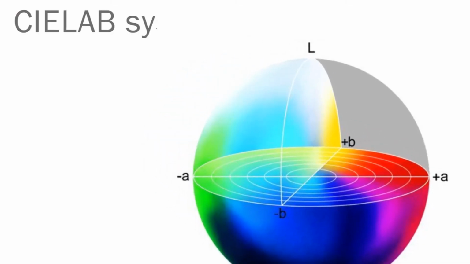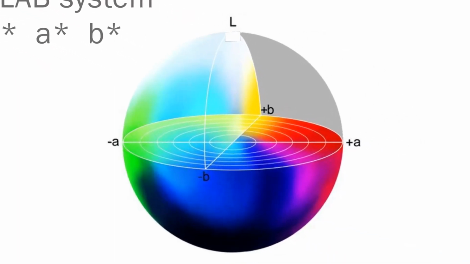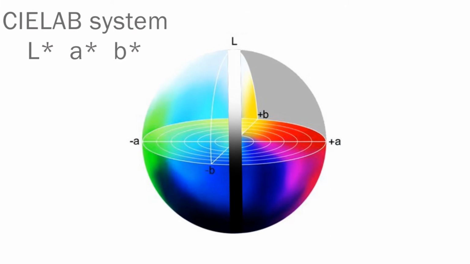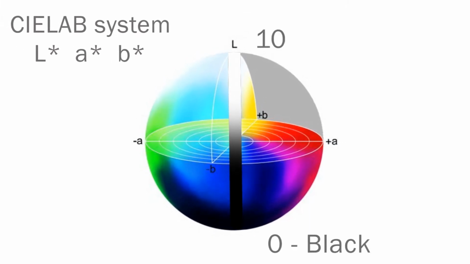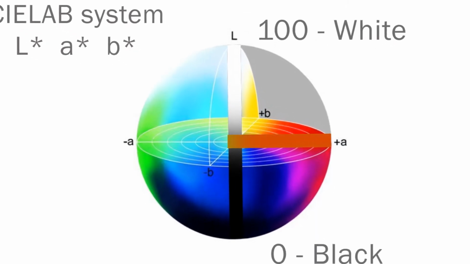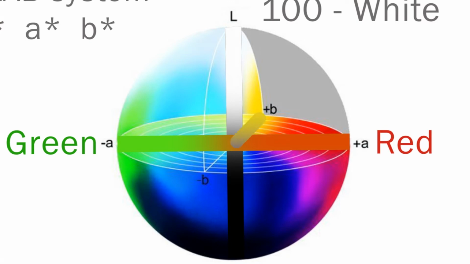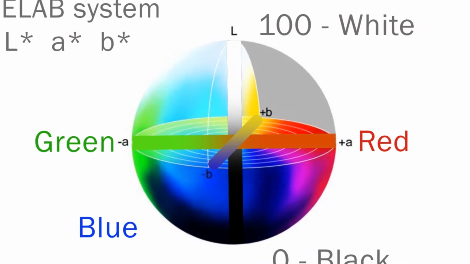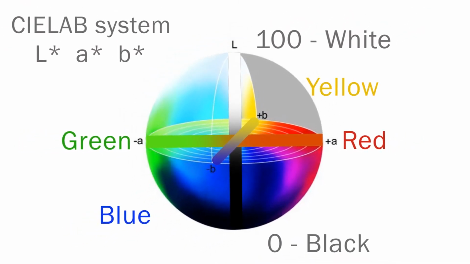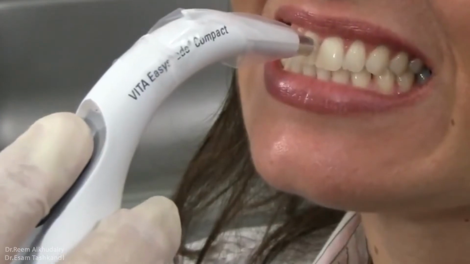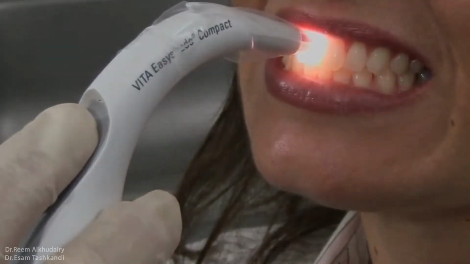The CIE Lab system has 3 coordinates: L star, A star, and B star. The L star axis represents the lightness of the color, where 0 yields black and 100 indicates white. The A star axis represents red-green. A star negative values indicate green, while positive values indicate red. The B star axis represents yellow and blue. B star negative values indicate blue, and positive values indicate yellow. Instrumental shade matching devices are based on the CIE Lab system.